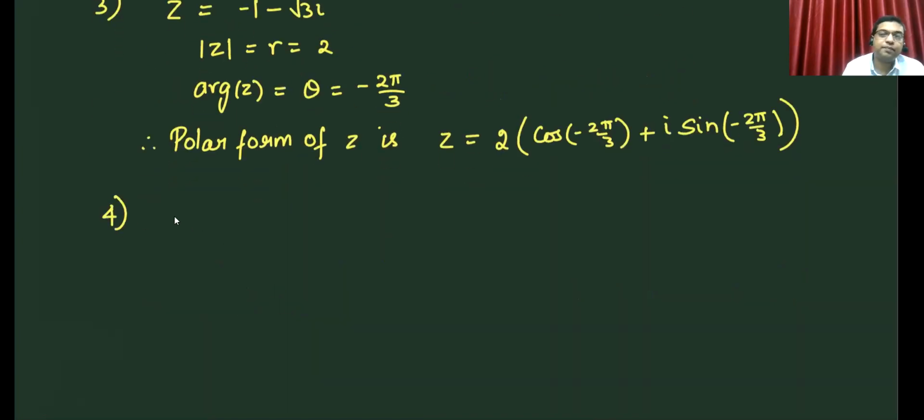Then fourth. Sir, over here, but cos of minus theta is equal to cos theta and sine of minus theta is equal to sine theta. So, wouldn't it be similar to the second? Right. Sine of minus theta is minus sine theta. Okay, yes, sir.